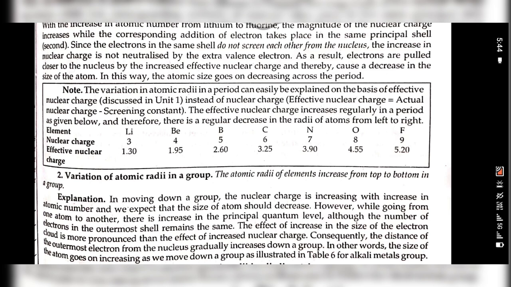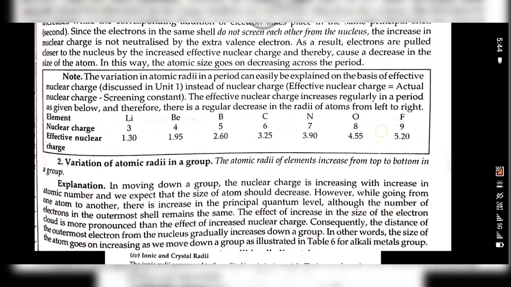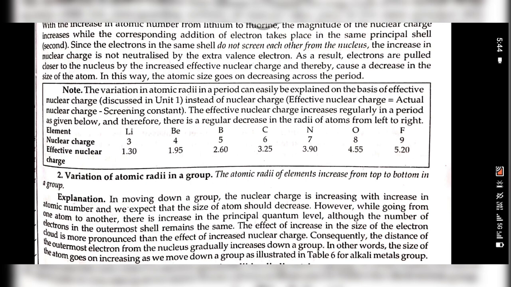Therefore, there is a regular decrease in the radii of atoms from left to right. Variation of atomic radii in a group.